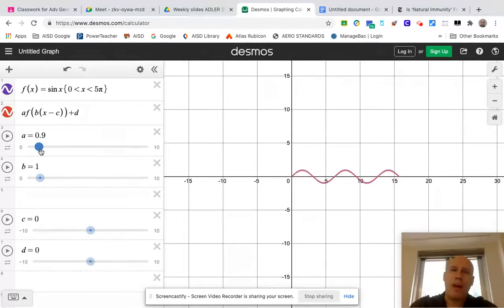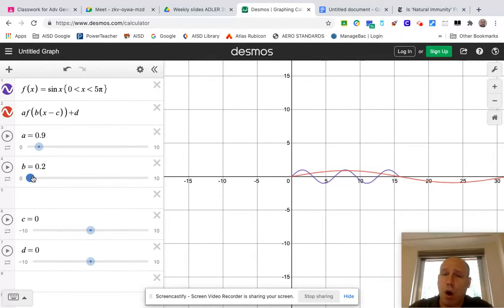Okay. Now the b, when we're multiplying the x by b, it's a little weird, but you'll get used to it. If b is greater than 1, let's take a look at the red. It seems to shrink, right? So there's a stretch or a shrink with respect to the y-axis. Now let's take a look at what happens when b is greater than 0 but less than 1. It really stretches out.